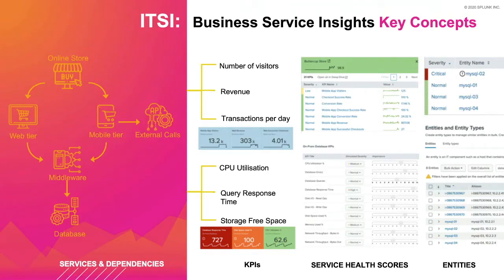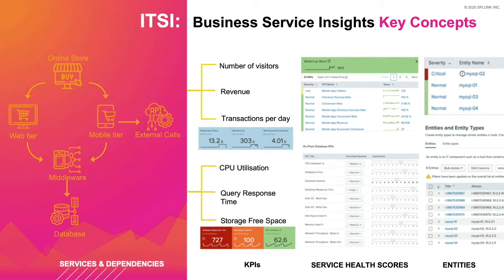Okay, so let's cover key concepts. So service and its dependencies, as you can see on the left-hand side here, is the structure of the service we're trying to model. And in this case, it's an online retail service. And that online service has some KPIs, and you can see that in the middle part, which can be business KPIs like revenue, orders, customer churn.